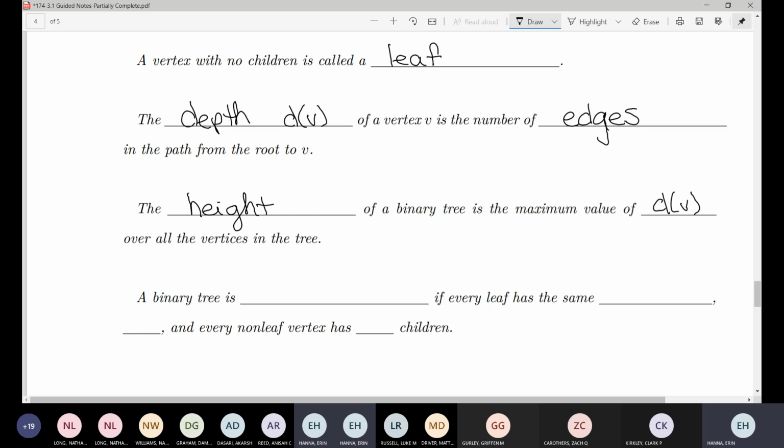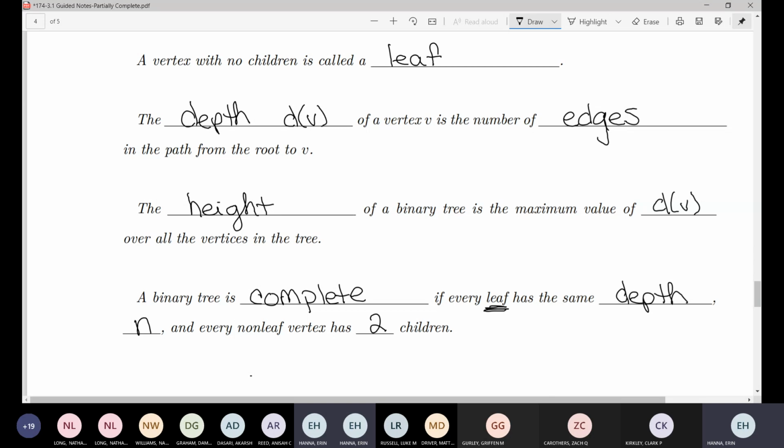A binary tree is called complete if every leaf has the same depth, and we're going to just call that N, and every non-leaf has 2 children. The binary tree is as full as it can be, all of the leaves have the same depth, and essentially it's filled out completely in the middle.